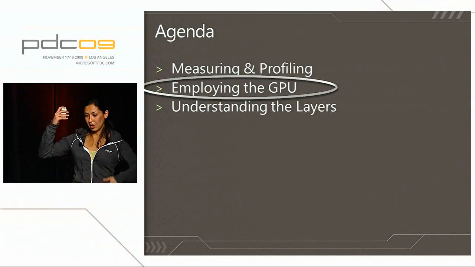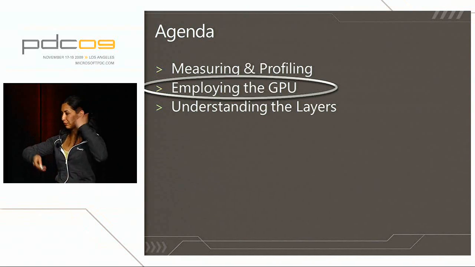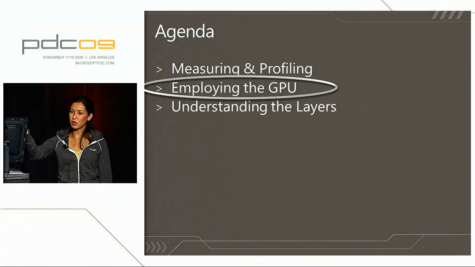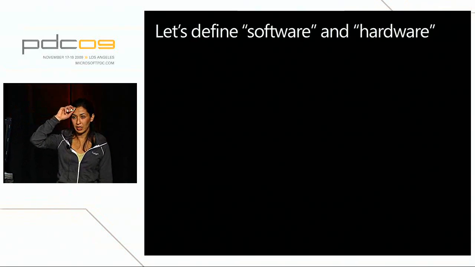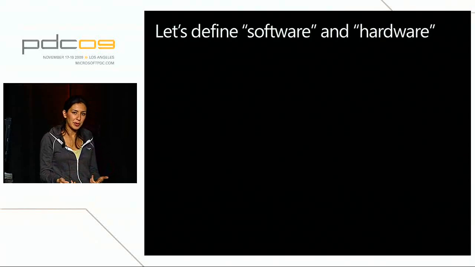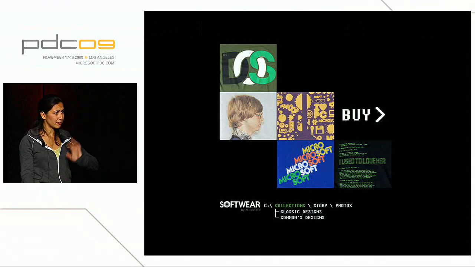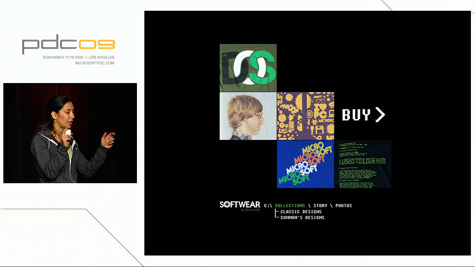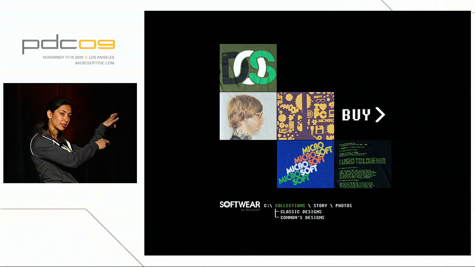Let's switch to employing the GPU. So I showed how in Listbox you can actually leverage the GPU, but what does that really mean? So you can define software in a couple of different ways. When I mean software, I do not mean the clothing line that Microsoft sells.